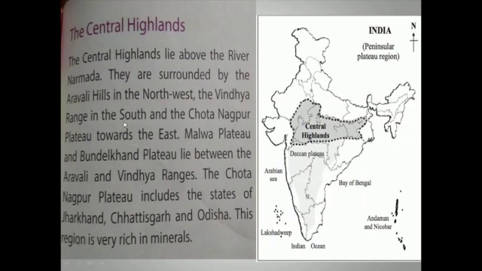The Vindhya range in the south. In the southern part is the Vindhya range. And the Chota Nagpur Plateau towards the east. Here in the east part is the Chota Nagpur Plateau. Malwa Plateau and Bundelkhand Plateau lie between the Aravalli and Vindhya ranges. The Chota Nagpur Plateau includes the states of Jharkhand, Chhattisgarh and Odisha. This region is very rich in minerals. Different minerals are found here in this region.